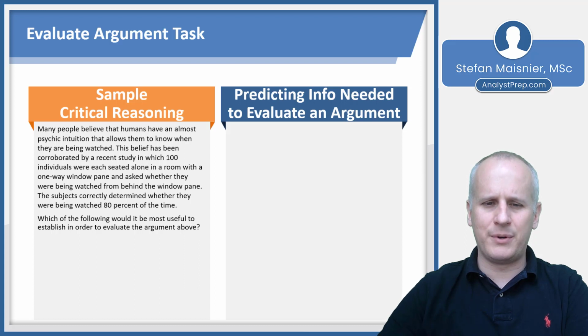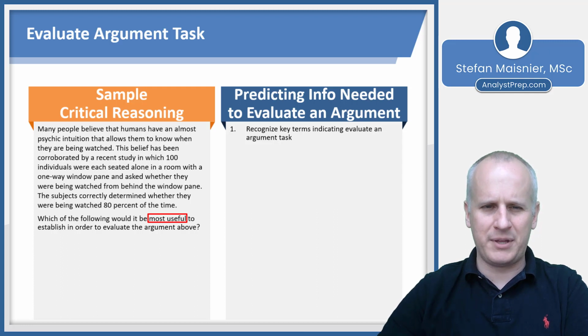And as always, we go to the question stem first. Which of the following would it be most useful to establish in order to evaluate the argument above? So we recognize the key terms, most useful, indicating that we want to evaluate the argument, not evaluate how the argument proceeds or what its method is. So we recognize those key terms and we read the paragraph from the beginning.